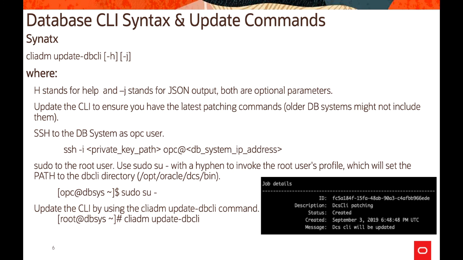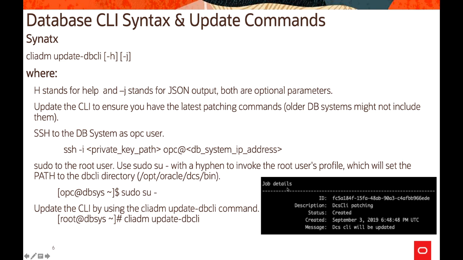In order to use it, you need to SSH to the database system as the opc user. And as I said, you also need to sudo to the root user because root is going to use these database CLI commands. For logging in, you will be using ssh -i private key opc@ the DB system IP address. And then you can do sudo su - that will take you to the root prompt. As the root user, you'd be able to update the CLI by using the cli-adm update-dbcli command.